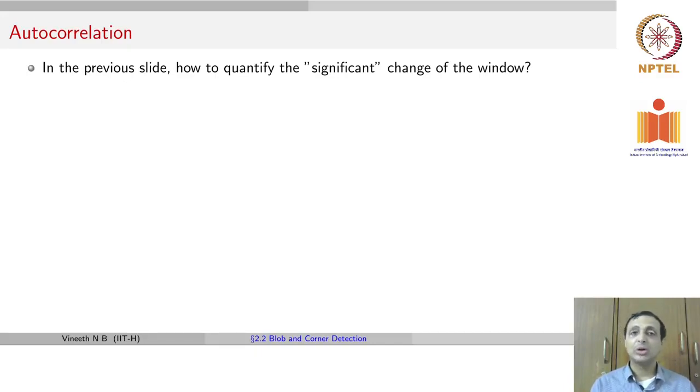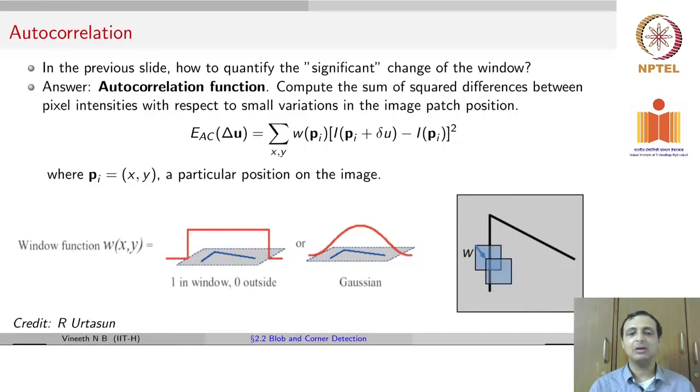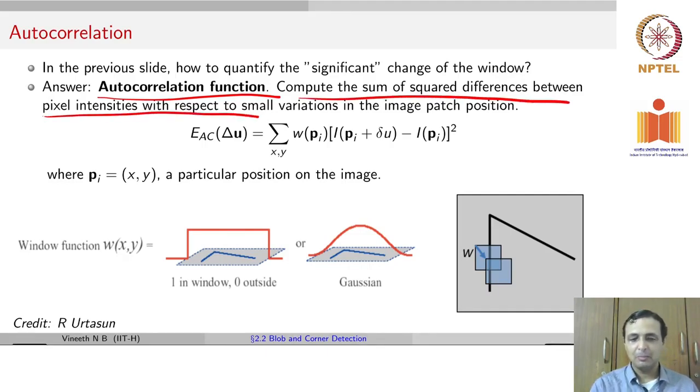To do that, we're going to define a quantity called autocorrelation. As the name states, it's correlation with itself. So you're not going to use any external filter. You're going to take a patch in the image and see how it correlates with itself. What does that mean? Let's try to quantify that. We're going to define the autocorrelation function as: you take a patch in the image and compute the sum of squared differences between pixel intensities with small variations in the image patch position.